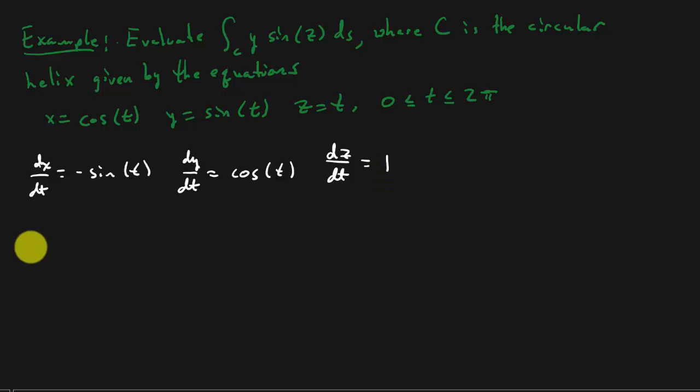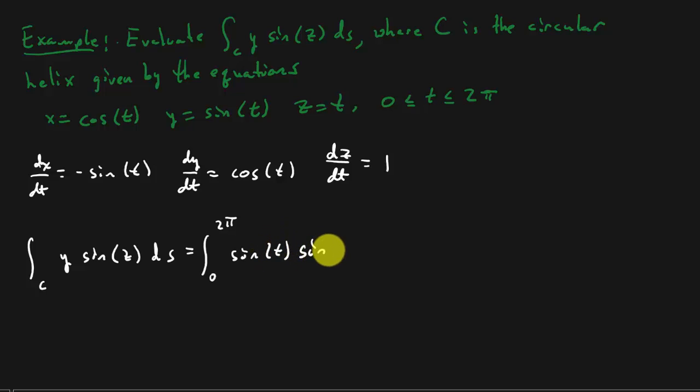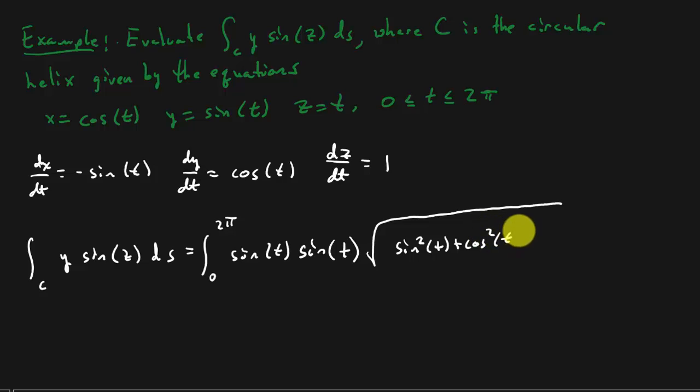So now we've got the integral over curve C of y sine z ds. And that is equal to the integral from 0 to 2 pi of y. Well, what's y? y is sine t, times sine of z. Well, what is z? z is t. See that? Times the square root of this squared plus this squared plus this squared. So that's sine squared t plus cosine squared t plus 1 squared dt.